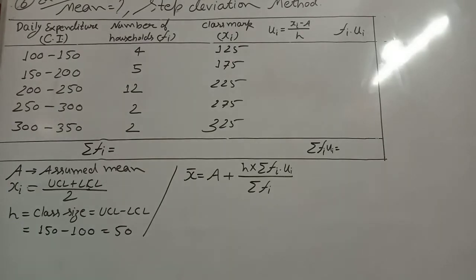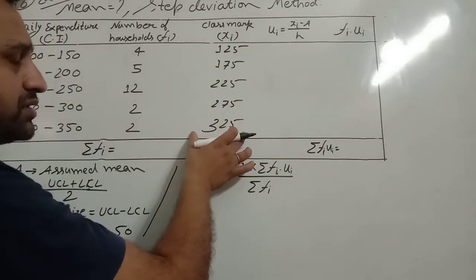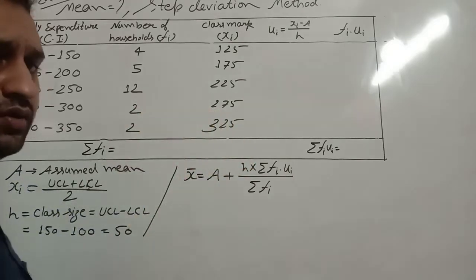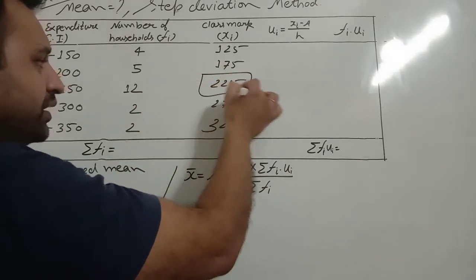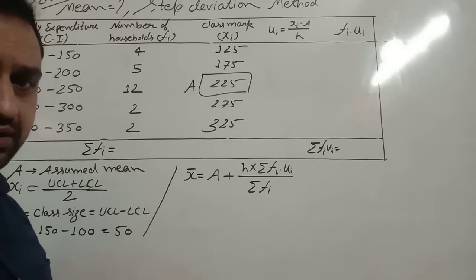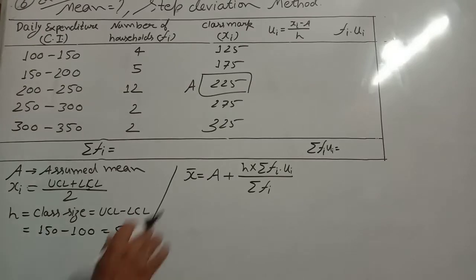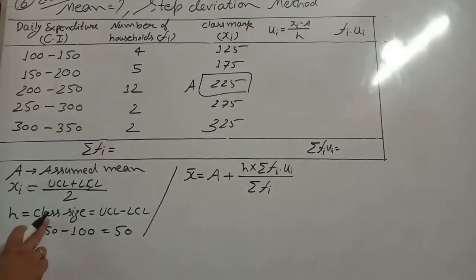Now we select capital A. Capital A is the assumed mean, and we discussed in the assumed mean method that capital A is always supposed from the class marks, and generally or mostly we select the mid value, but it is not fixed. You can suppose any value, but generally we suppose the mid value. Now small h indicates class size, upper class limit minus lower class limit. You can use any class interval to find the class size: 50.